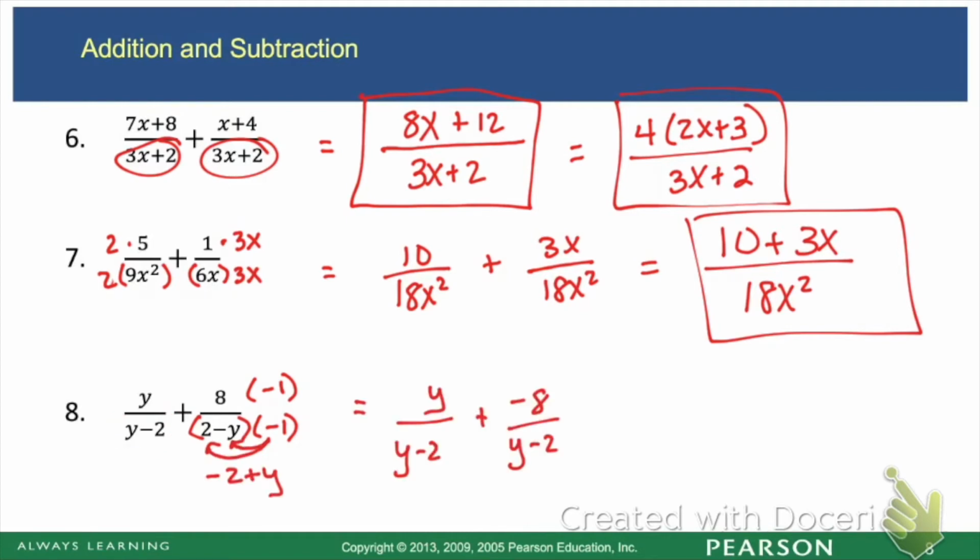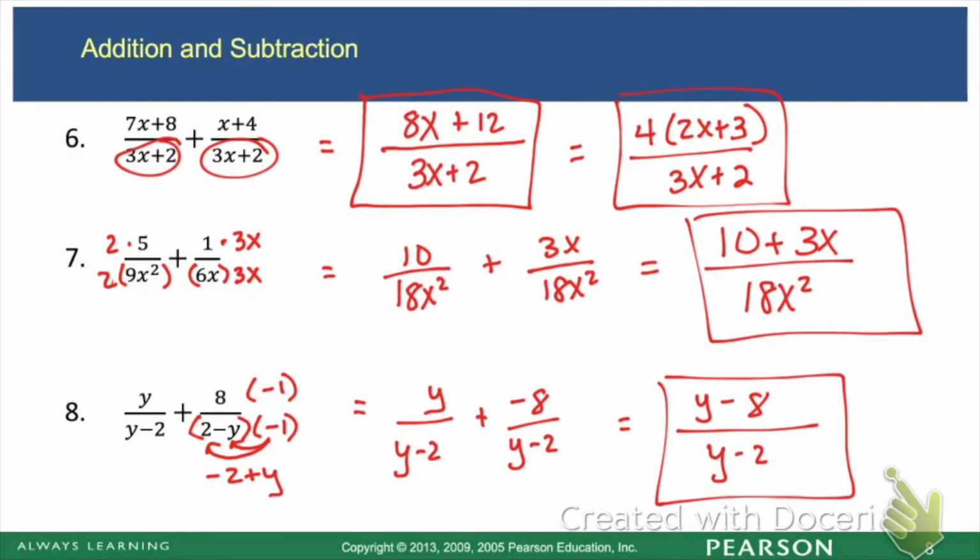So now that I have common denominators, the bottom just stays whatever the common denominator is, and the top you just add or subtract. So you can put y plus -8, but let's be more sophisticated. Let's just put y minus 8. There's your answer. The y's do not cancel. Don't break up the families. Your final answer is y minus 8 over y minus 2.